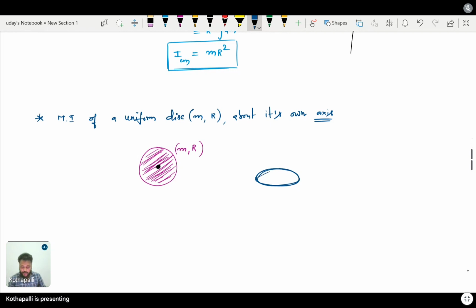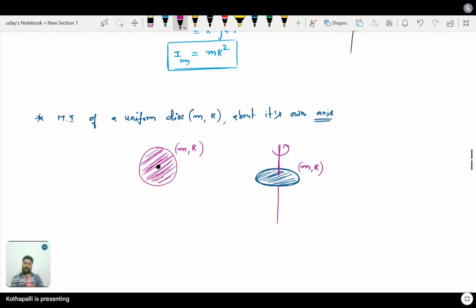When you see it from side view, it will be like this. Okay, mass m and radius r.